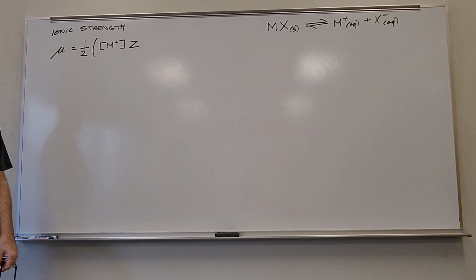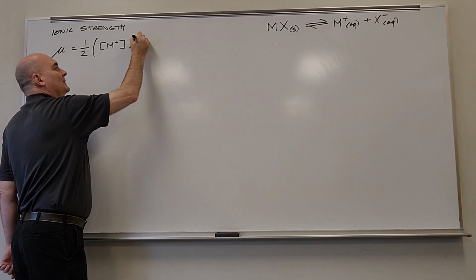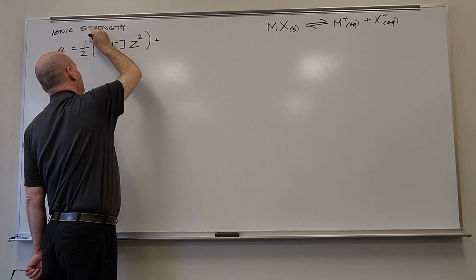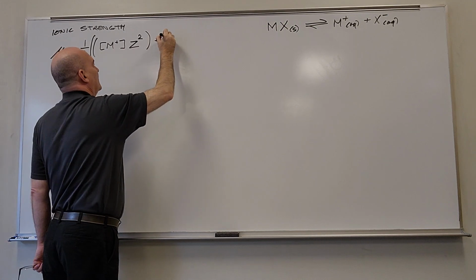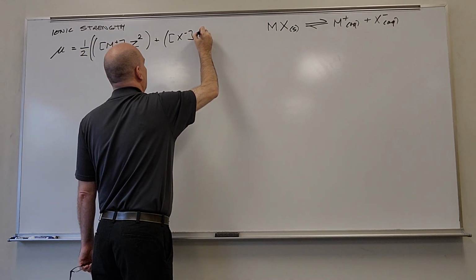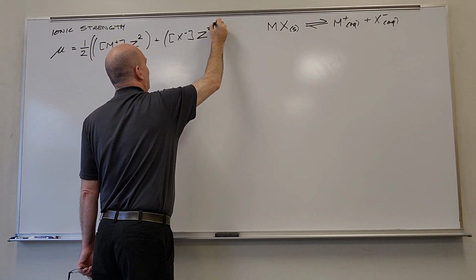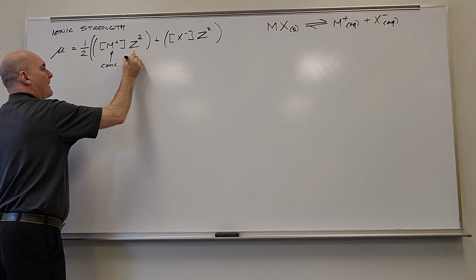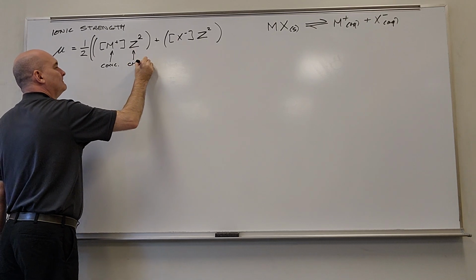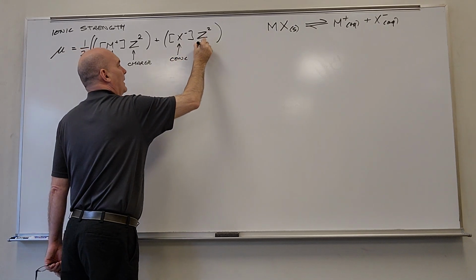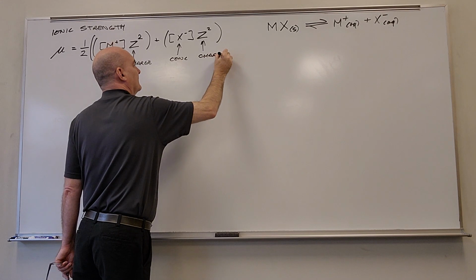We wrote Z effective on the board a minute ago, is charge, and that is going to be squared. Two brackets, plus the concentration of the X raised to its charge. So this is just concentration, and then that's a charge. This is concentration of the anion, and then this is the charge of the anion.